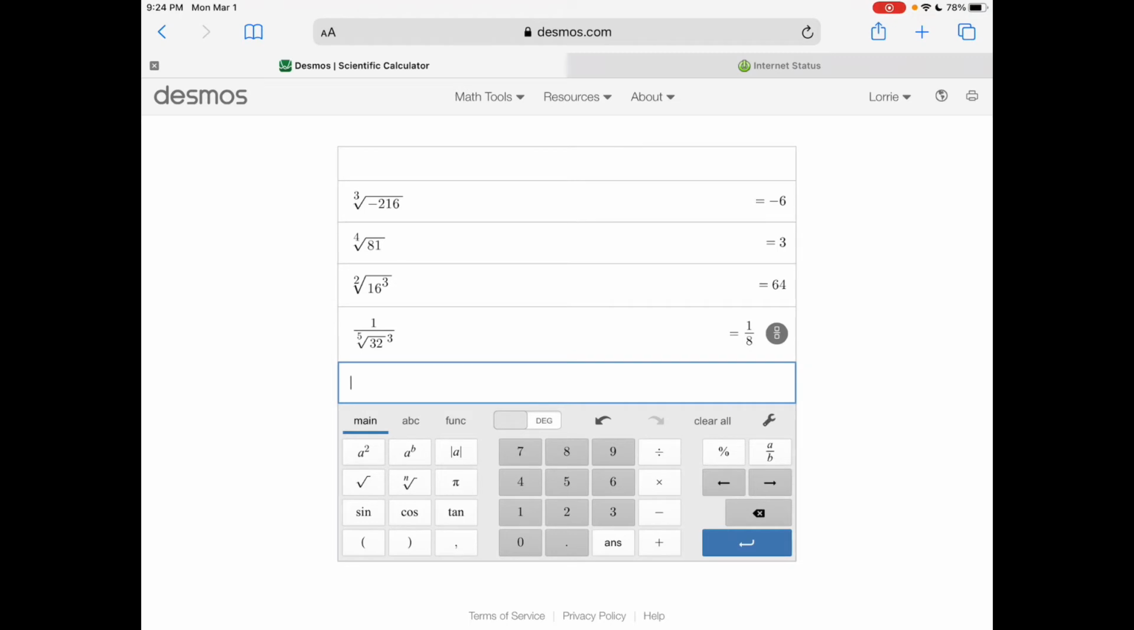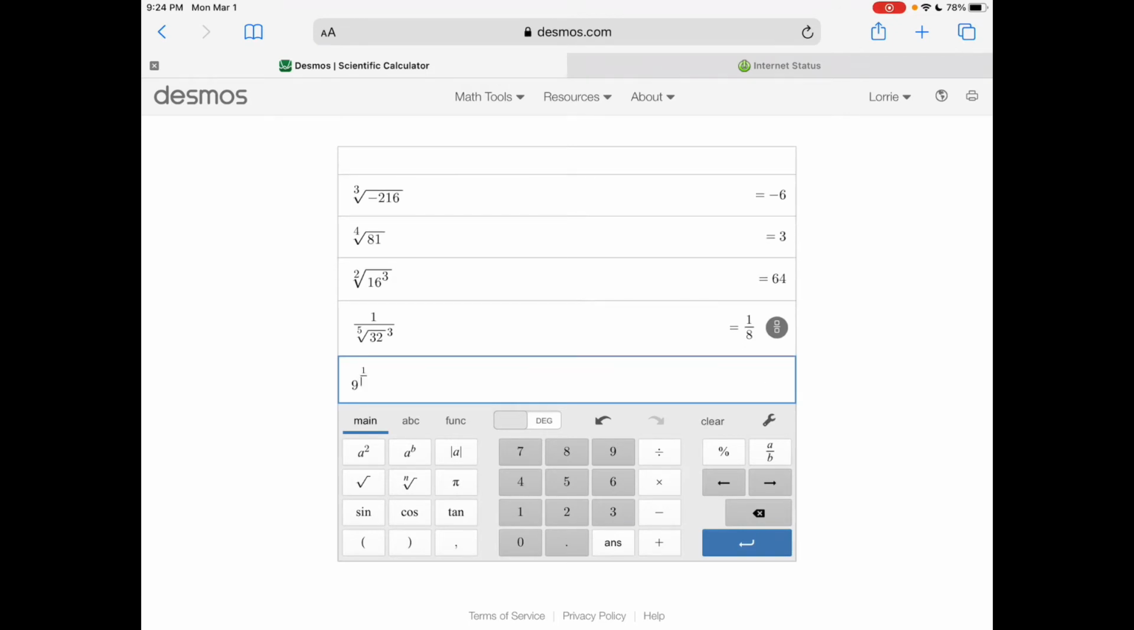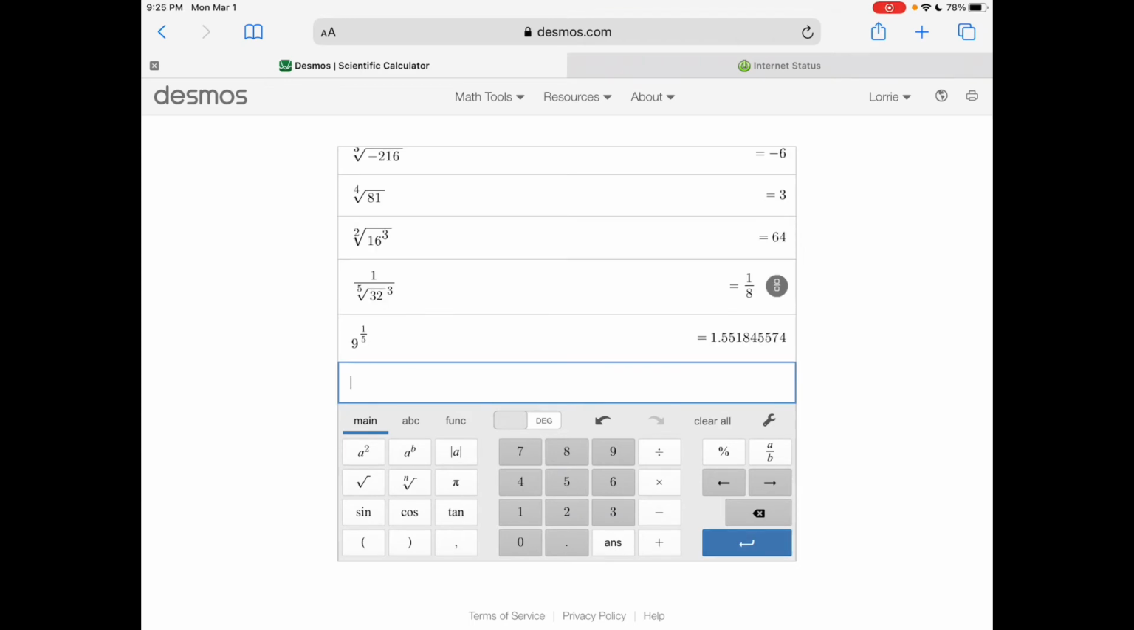So the first one we had was 9 raised to the 1/5 power. So we're going to put a 9 in and then use that A raised to the B button. And our B is a fraction, but that's okay. We just write it as a fraction. 1 divided by 5. And that gives us 1.55 if we round to the hundredths. So we'll report that in our notes here in a minute. But first, let's do our next one.